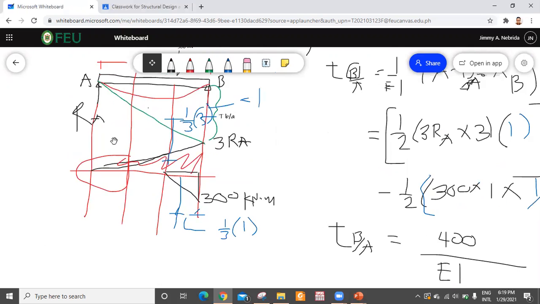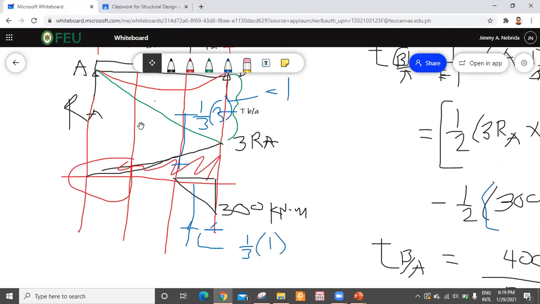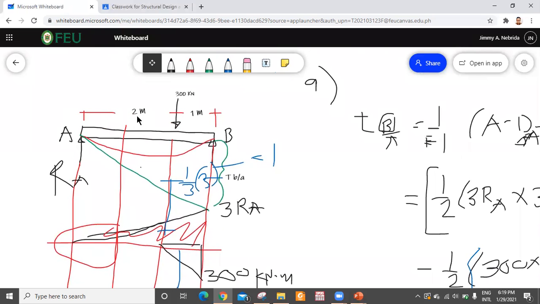Okay. If this is 1, this distance is 1. Here, over here is 1. So this height is just equal to RA times 1, or equal to RA. Okay. So if we're going to get this, this is our deviation.